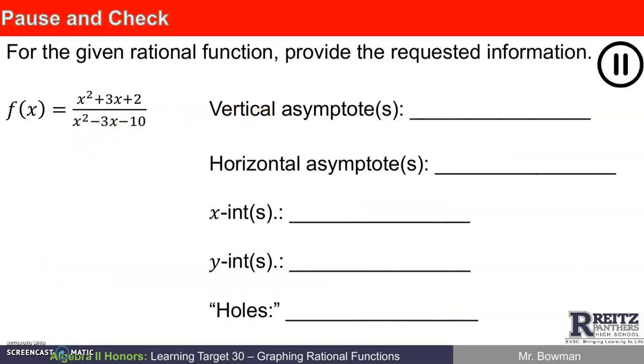Okay, this one's for you. Hit pause, see if you can sort it out. And when you think you've got it taken care of, hit play to get some feedback.